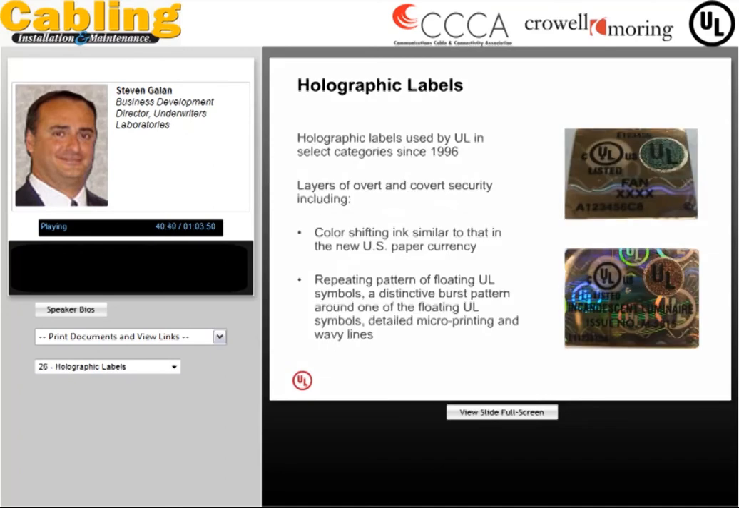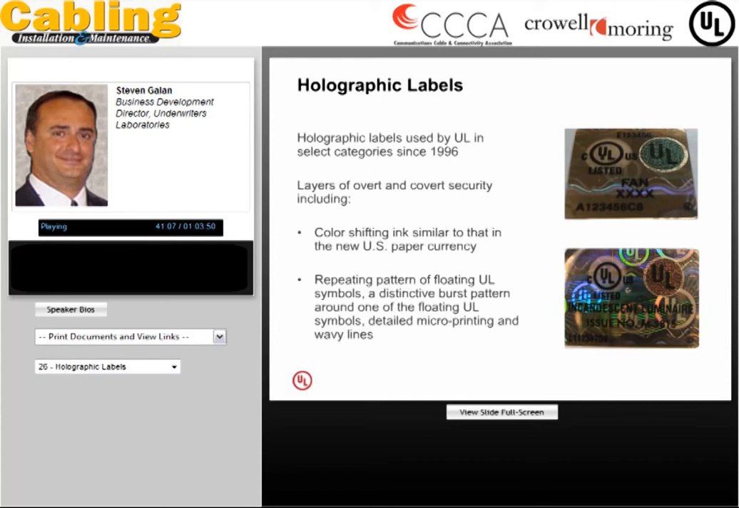The holographic labels have gone through an evolution since 1996, when they were first introduced by UL in select product categories. They have various layers of overt and covert security, including color-shifting ink, similar to that used in U.S. paper currency. The holographic labels have a repeating pattern of floating UL symbols with distinctive burst patterns around one of the floating UL symbols and detailed microprinting and wavy lines.